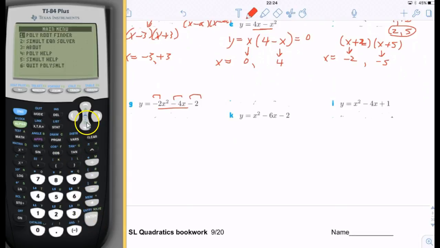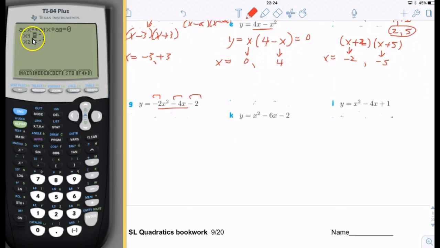So I'm going to put poly root finder, because that's where we find the roots, and we're going to put second order because it is a square order polynomial or quadratic. So we're going to put negative 2 in for A, or A2 actually, put negative 4 in for B, which is actually A1, and for A0 we're going to put negative 2. And then we're going to solve.